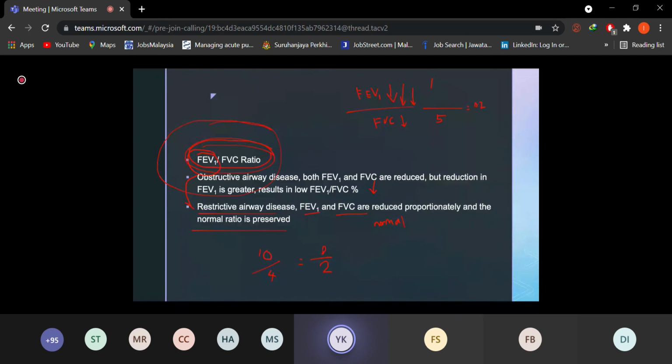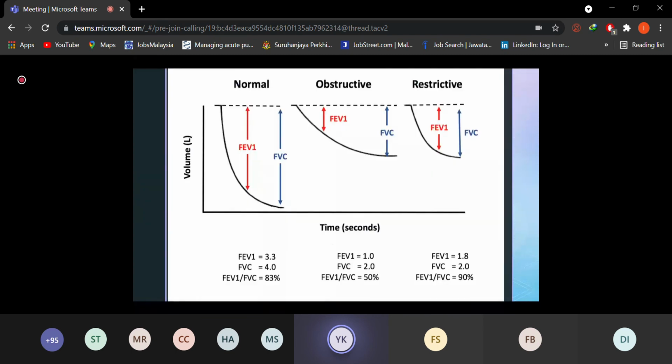All right? So now you can see normal is about this. You will get 83%: FEV1 is 3.3, FVC is 4.0. But in obstructive, FEV1 is 1, FVC is 2. Both are reduced, yes, but FEV1 is reduced a lot compared with the FVC. This is why you get the low ratio. In restrictive, because both FEV1 and FVC reduce proportionally, you will still get a normal ratio.